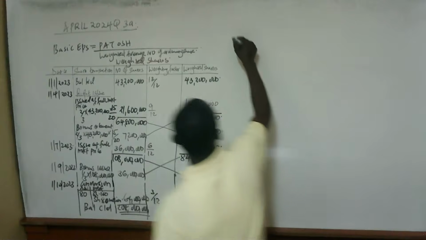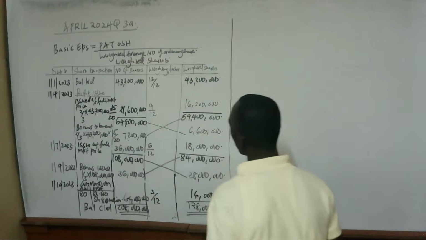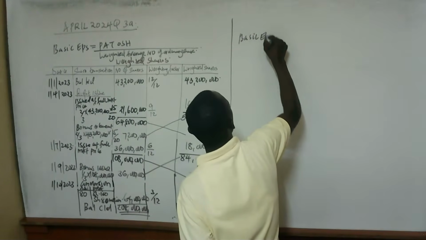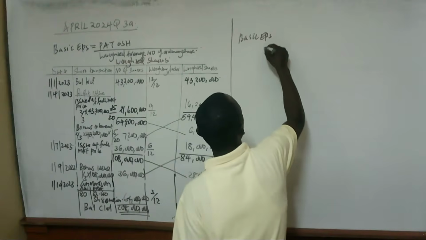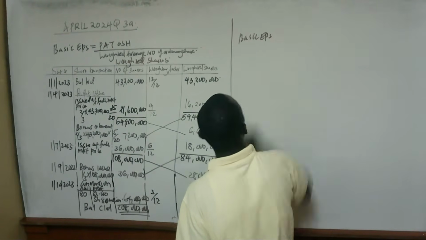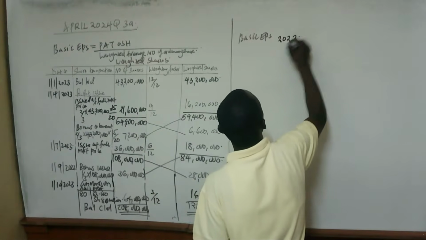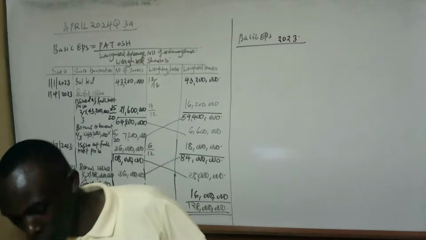Once we are able to compute these weighted shares, now the exercise becomes easier. So therefore, how do we get the basic EPS now? The basic EPS, we are going to adjust for this year. So remember we are talking about 2023. So if we adjust the year 2023, how are we going to adjust?